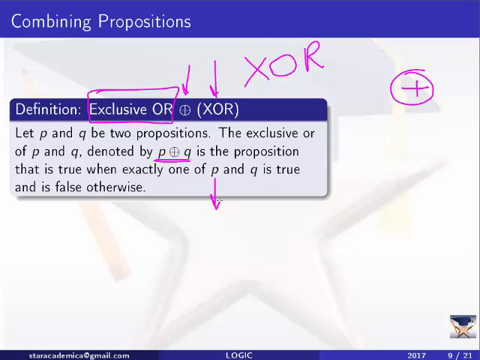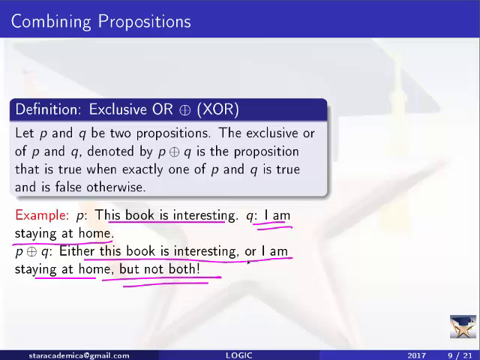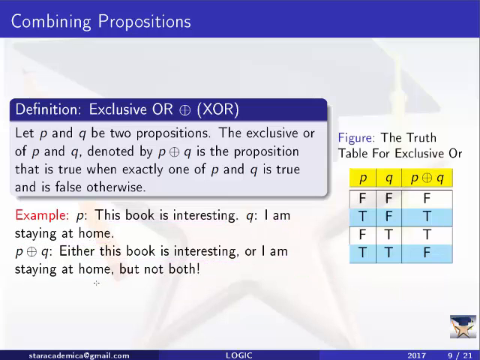So if P is true and Q is false, we have true, or if P is false and Q is true, we have true. Otherwise, it is false. That's what it means. So let's look at an English example. P says this book is interesting, and the proposition Q says that I'm staying at home. What does P exclusive OR Q really conclude? Either this book is interesting or I am staying at home, but not both. That's what it is. Okay, so we need to give some time to understand this.